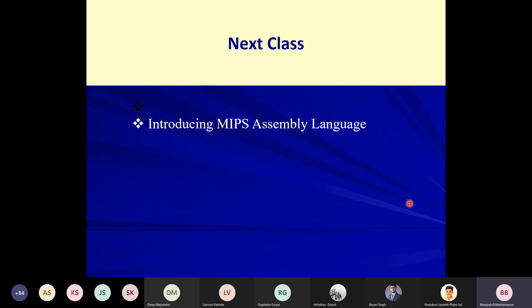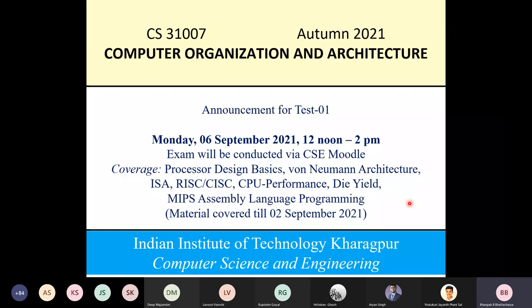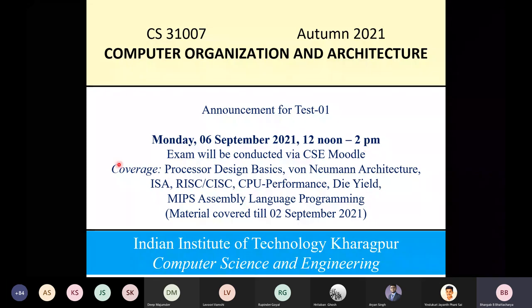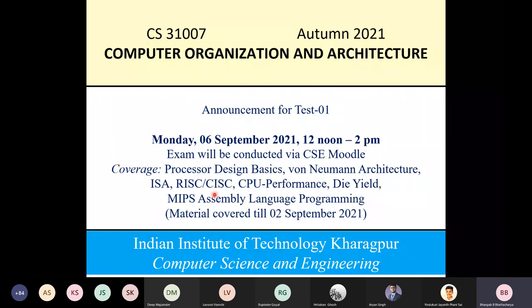He will introduce MIPS assembly language, and there is an announcement that on 6th September we conduct a test during the class hour, from 12 noon up to 2 p.m. Coverage will be whatever you've covered so far, and the MIPS assembly language material covered until then. All right, I think we are out of time today.